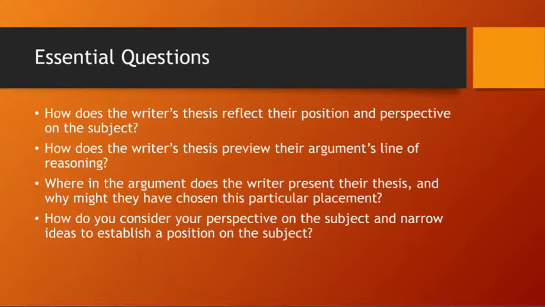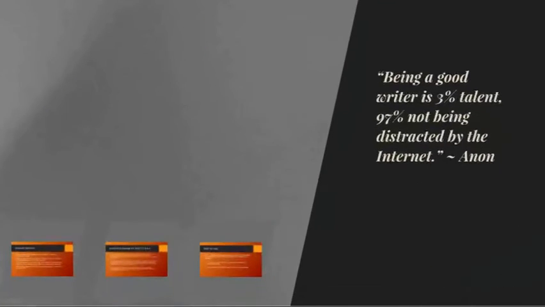So our essential questions: how does the writer's thesis reflect their position and perspective? How does the writer's thesis preview their argument's line of reasoning? Where in the argument does the writer present their thesis, and why might they have chosen this particular placement? And how do you consider your perspective on the subject and narrow ideas to establish a position on the subject?